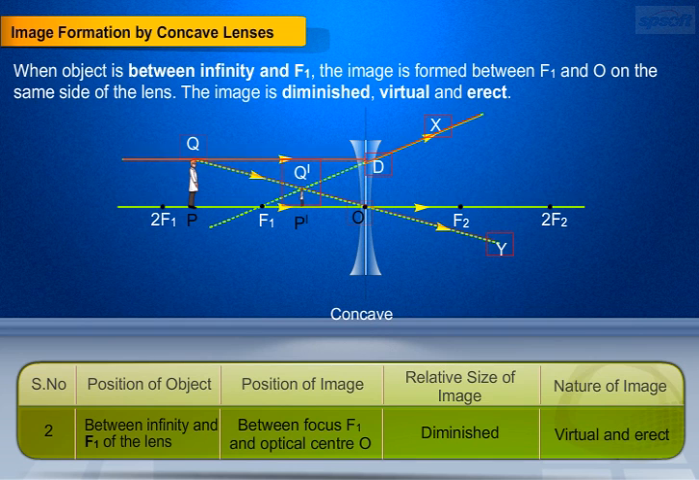Thus Q' is the virtual image of the point Q of the object, and P'Q' gives the complete image of the object PQ. Here we observe that the image formed between focus F1 and optical center is smaller than the object size. So, when the object is placed between infinity and the optical center of the lens, the image is formed between principal focus F1 and optical center. The image formed is diminished in size, virtual and erect.